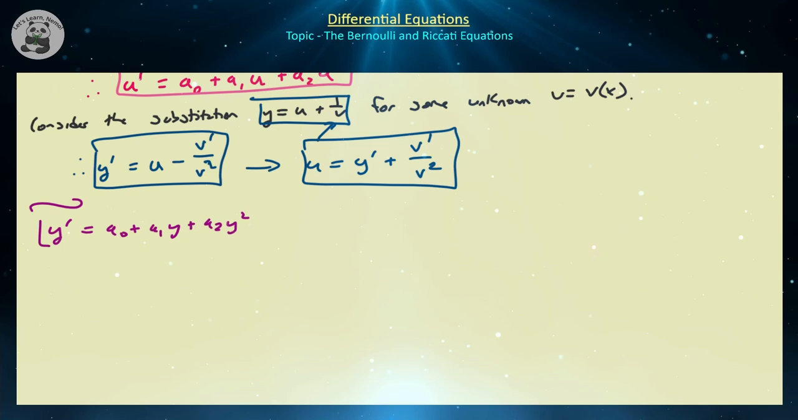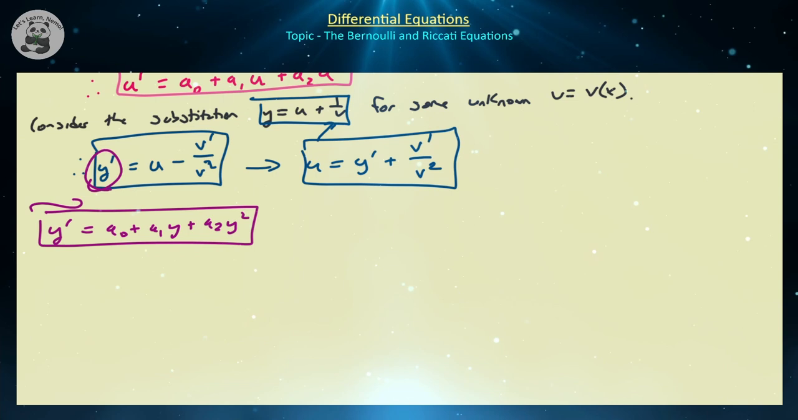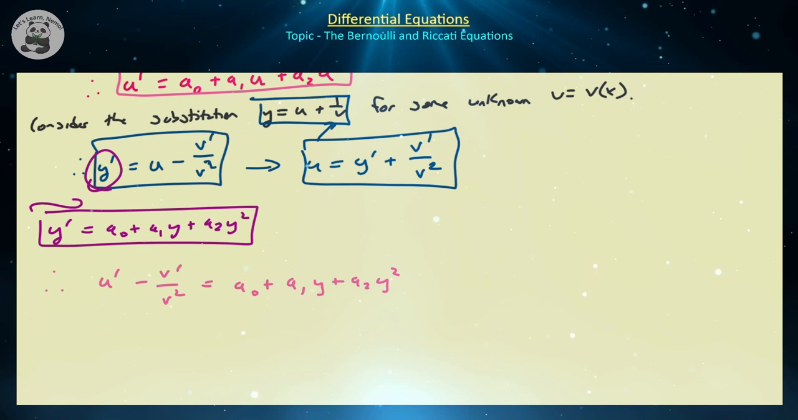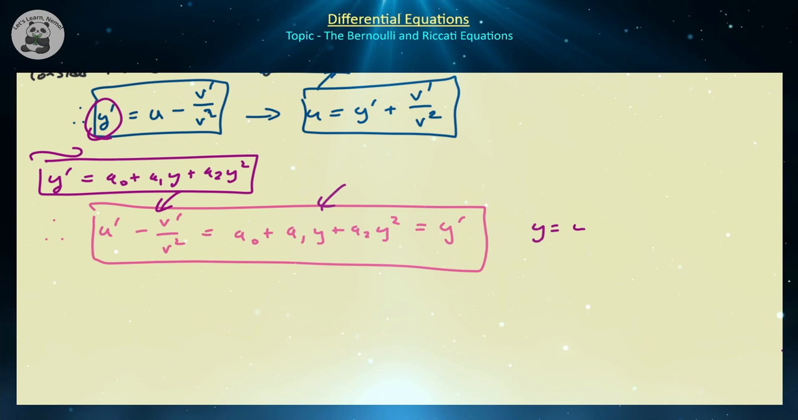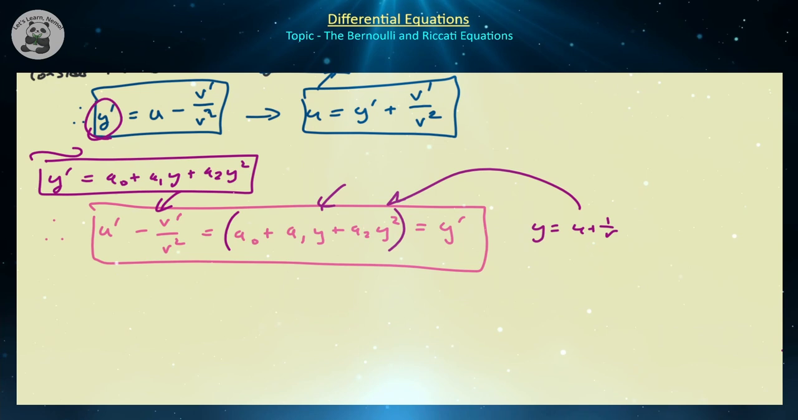And y prime is another way of writing u prime minus v prime over v squared in terms of the substitution. So we're going to have u prime minus v prime over v squared, and that's going to be equal to a0 plus a1y plus a2y squared. Keep in mind that's just another way of writing y prime. But now we have a connection between u, v, and y in the same exact equation. Keep in mind we're using the substitution that y is equal to u plus 1 over v, so we can just substitute that into the right side of this particular equation.